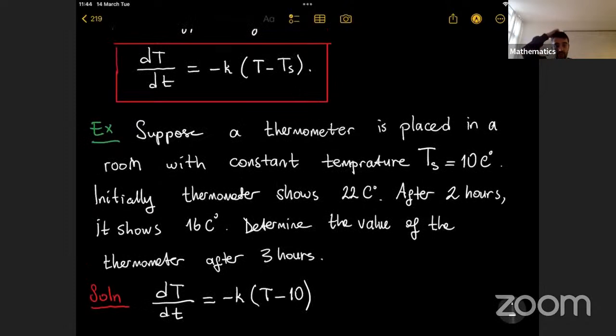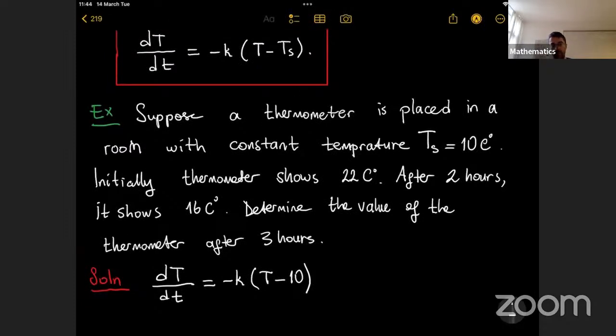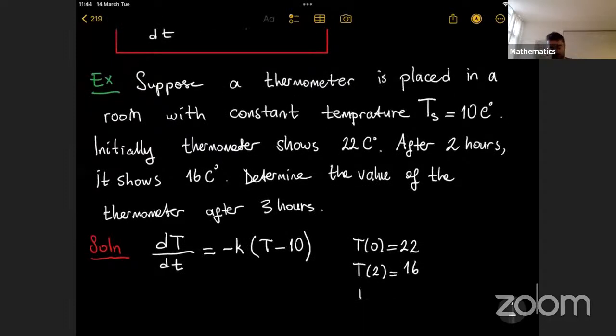We will try to solve it. We don't know K here. It's a first order differential equation. There is one initial value, another one is given as well, and we will use two initial values to find two constants. Basically, one is K, the other will come from the solution. So T0 is 22, and T2, after 2 hours, is 16. And the question is, what is T3, right?